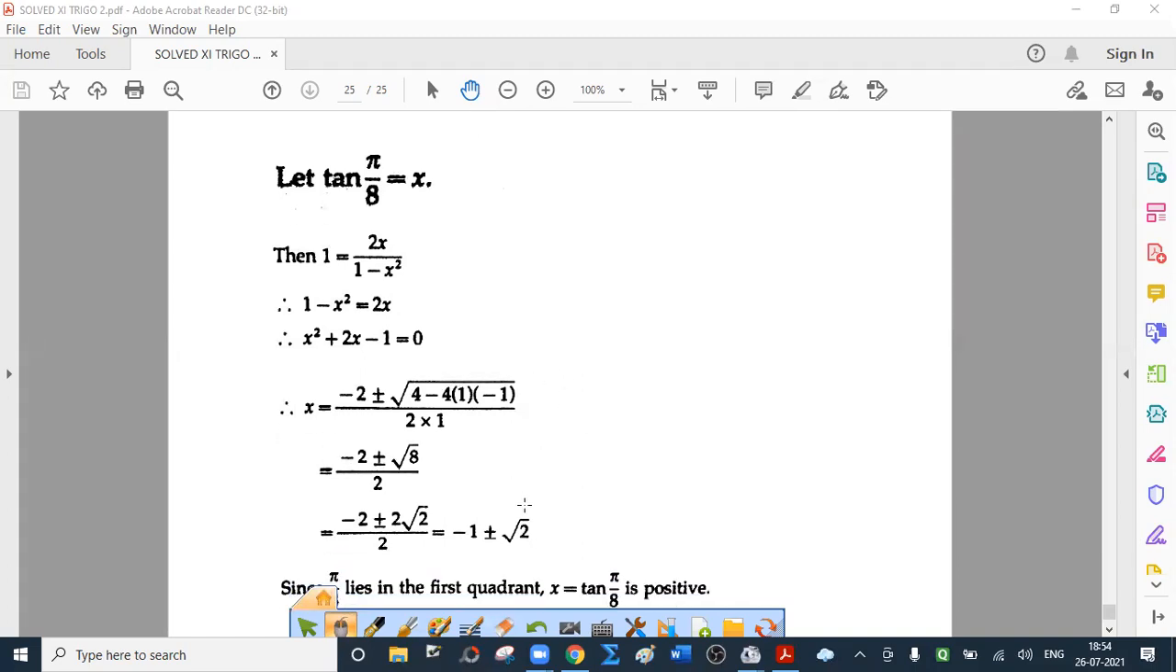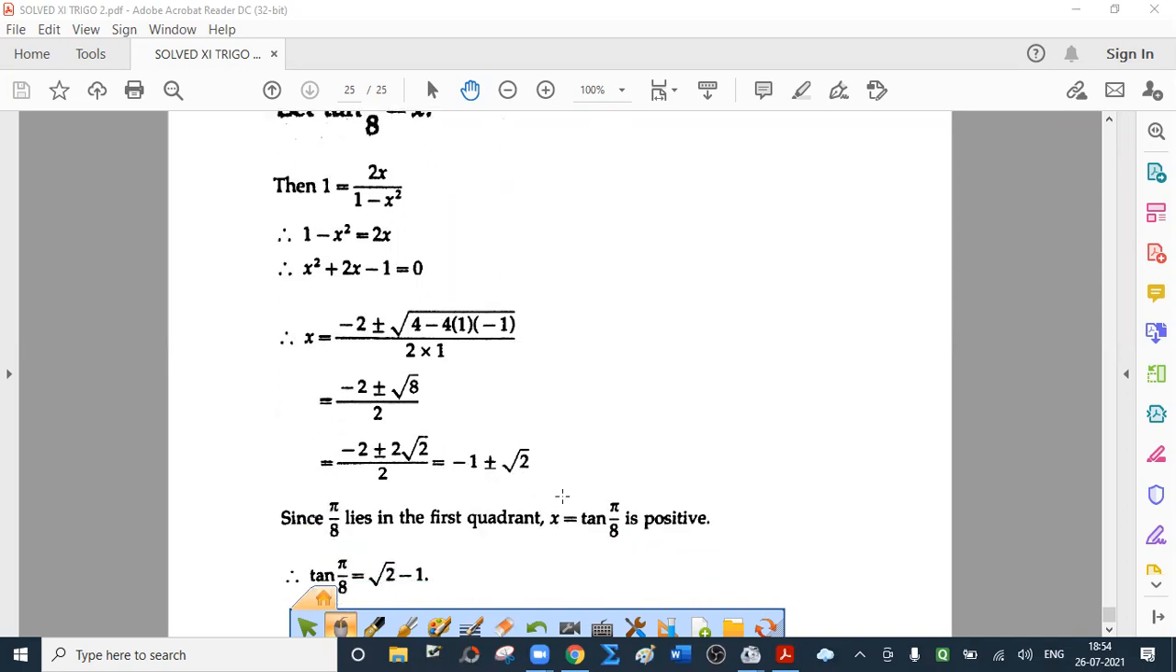Now pi upon 8 lies in the first quadrant. So tan pi by 8 is positive. So we discard minus 1 minus root 2 and we consider which root? Root 2 minus 1. Minus 1 plus root 2 means root 2 minus 1. And therefore tan pi by 8 is root 2 minus 1.